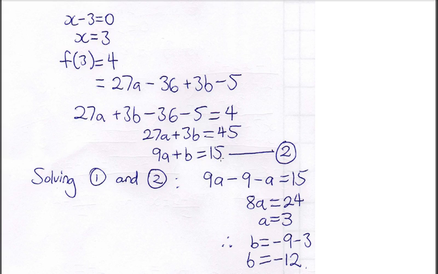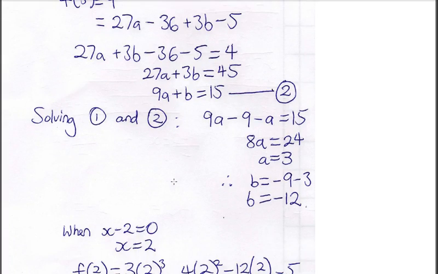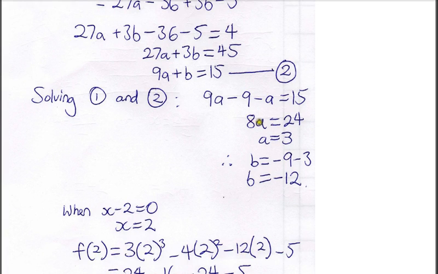So we solve the first and second equations using simultaneous equations to obtain the values of a and b. Solving, we obtain 8a equals 24, a equals 3, and the corresponding value of b will be negative 12.